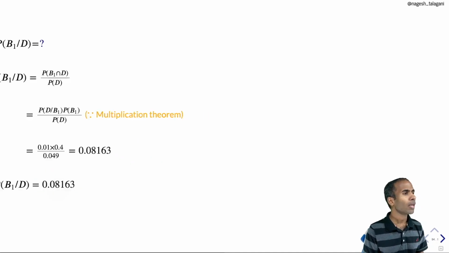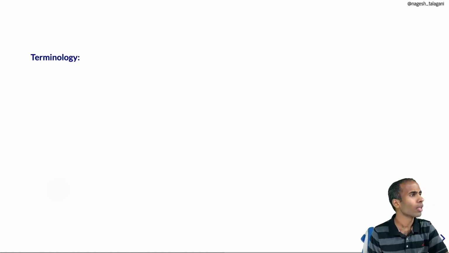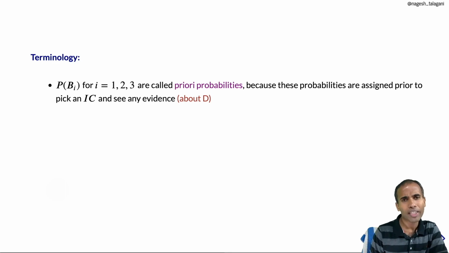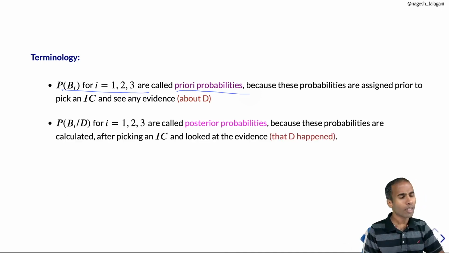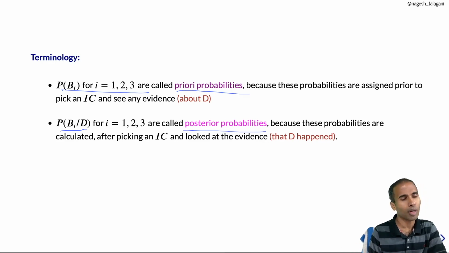Fine. Now, let me introduce some terminology with respect to the above problem. Here, the probabilities of Bi for i equal to 1, 2, 3 are called priori probabilities because these probabilities are assigned prior to picking an IC and seeing any evidence about D. And probability of Bi given D for i equal to 1, 2, 3 are called posterior probabilities because these probabilities are calculated after picking an IC and looking at the evidence that D happened. Okay, that's why these are called posterior probabilities.